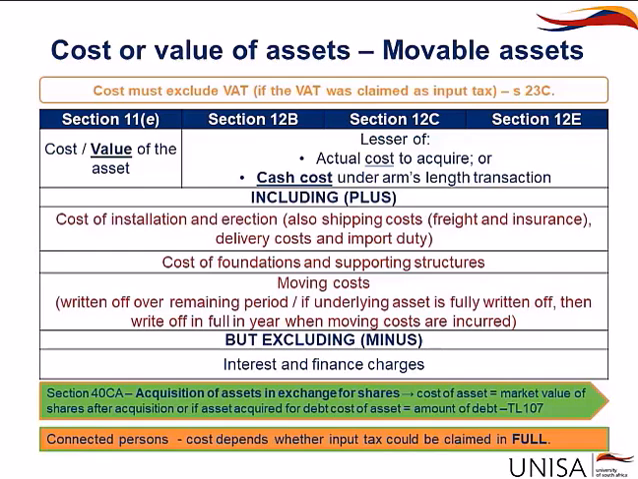Connected persons, well, the cost will depend on whether input tax could be claimed in full or not, and that would be in terms of section 10(4) of the VAT Act. However, we do not need a special connected party rule, especially for section 12C and 12E, because it specifically states that it is the lesser of actual cost to acquire or the cash cost under an arm's length transaction.